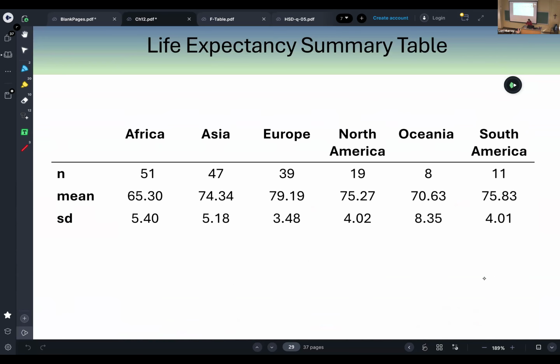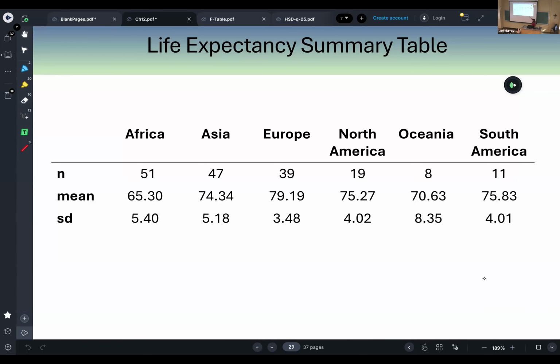I don't know why I was surprised by this. There are 51 countries in Africa. It's our largest continent. Asia, 47, second place. Europe has 39. I was actually surprised North America has 19. South America has 11. Oceania has 8. So they're counting all the little islands for North America, the Bahamas and the Caribbean.